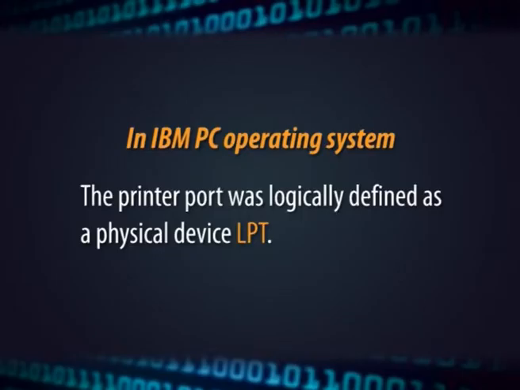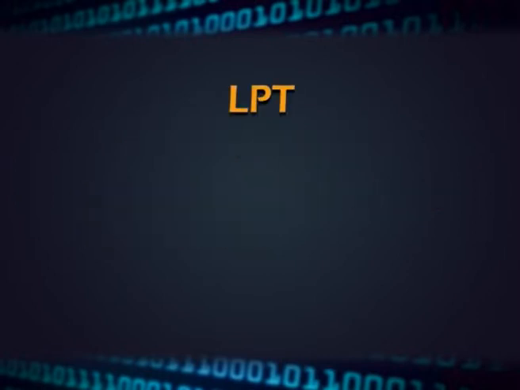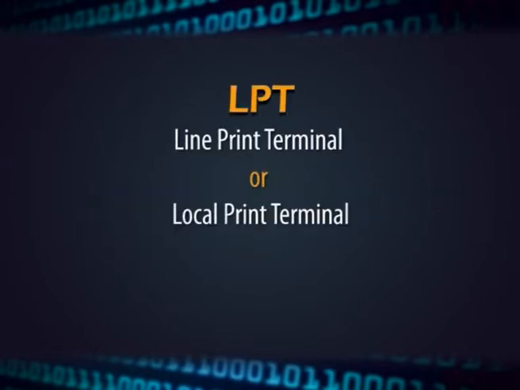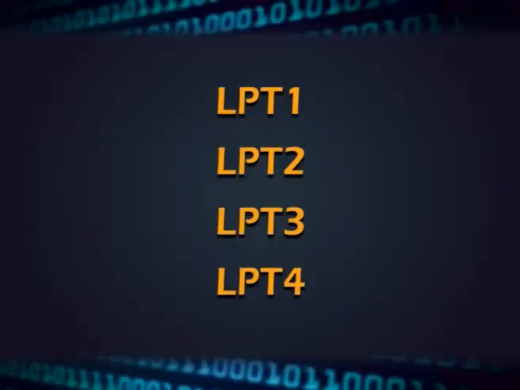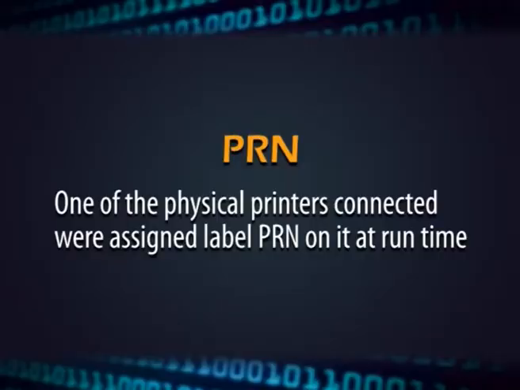In the IBM PC operating system, the printer port was logically defined as physical device LPT, a short form for line print terminal or local print terminal or line printer. A computer may have more than one printer connected, and they would be named LPT1, LPT2 up to LPT4. However, they were also generically or logically addressed as PRN, and one of the physical printers connected was assigned the label PRN at runtime.